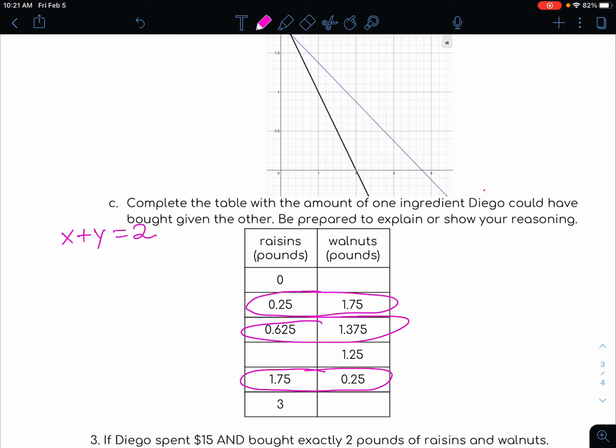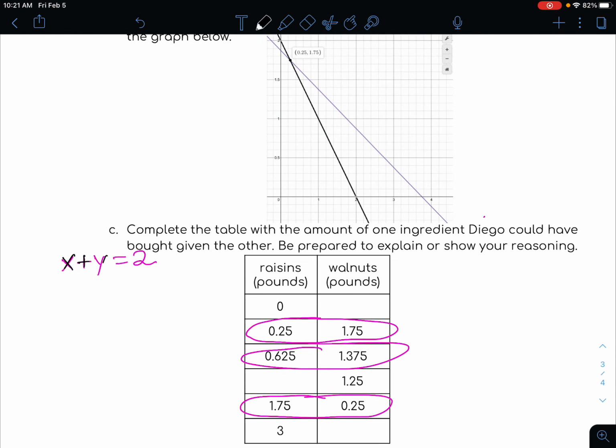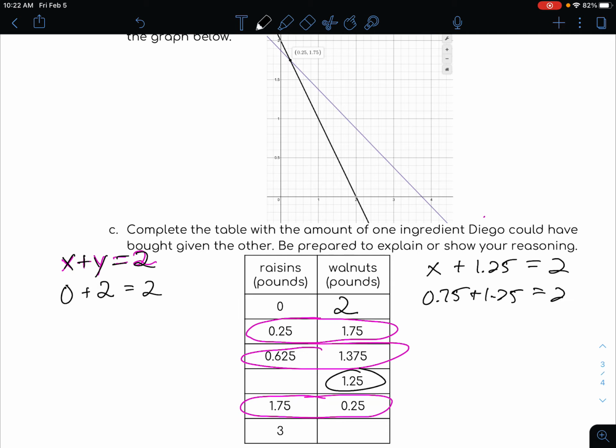And notice these add up to 2, these add up to 2. So all the combinations have to add up to 2 for this part, and this is on our black line. So actually I'm going to coordinate here and use black to color over that. So if we have 0 pounds of raisins, then of course we're going to need 2 pounds of walnuts for that to work, right? So 0, 2 would be that one. And if walnuts is 1.25 and it has to add up to 2, that must mean this is 0.75 plus 1.25 adds up to 2, right? You could do these in your head.